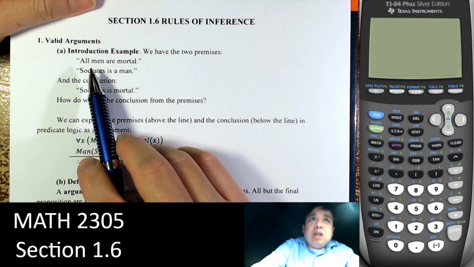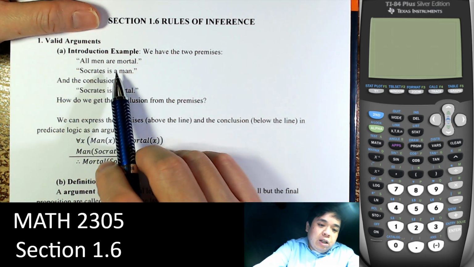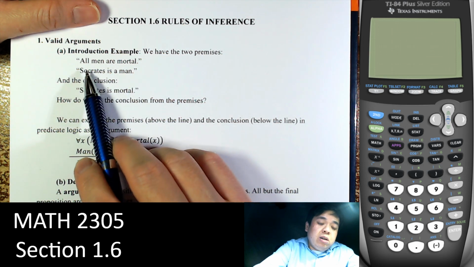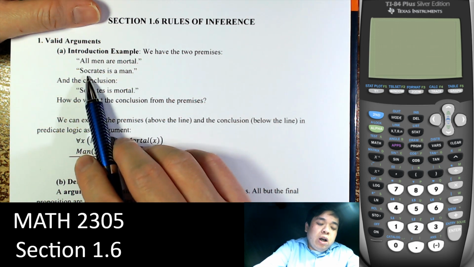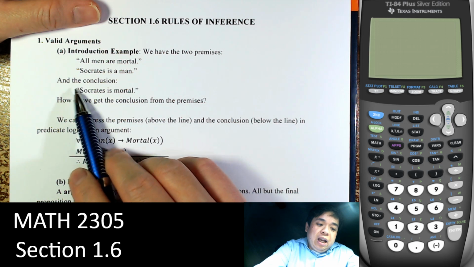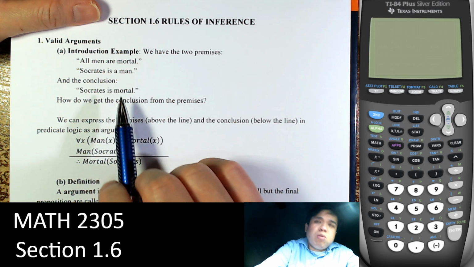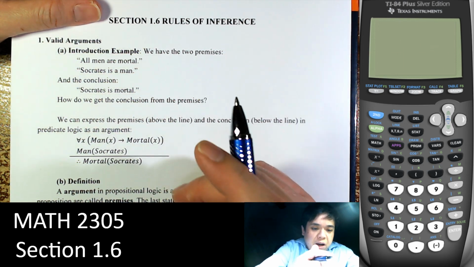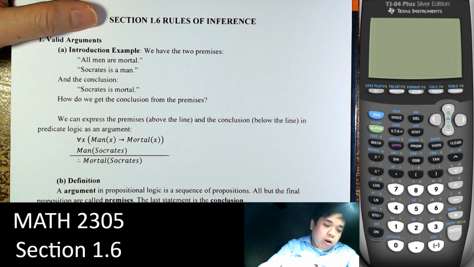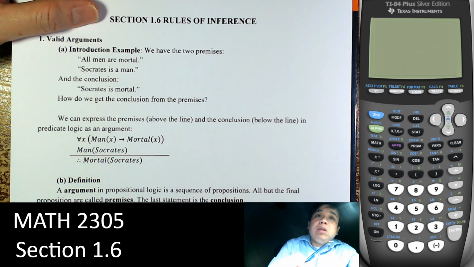So let's look at this example. We talked about this earlier. We say, all men are mortal. Socrates is a man. Is the conclusion that Socrates is mortal? Of course it is, but I will focus more on how we prove something like this.